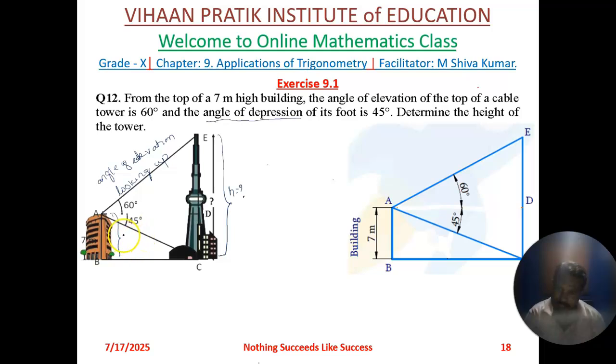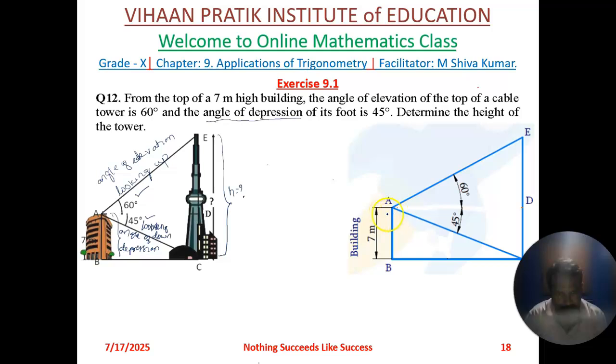Then here we have angle of depression. So this is angle of depression. Angle of depression meaning looking down. Okay students, so when we look up we have an angle of elevation. When we look down we have an angle of depression. So angle of elevation is 60 degrees. So when the observer is looking up, the angle is 60 degrees. When he is looking down, the angle is 45 degrees.